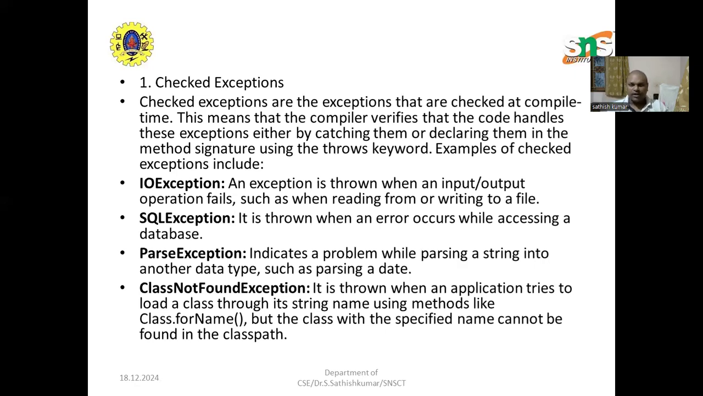IOException is thrown when an input or output operation fails, such as when reading from or writing to a file. SQLException is thrown when an error occurs while accessing a database. ParseException indicates a problem while parsing a string into another data type, such as parsing a date. ClassNotFoundException is thrown when an application tries to load a class through its string name using methods like Class.forName, but the class with the specified name cannot be found in the classpath.